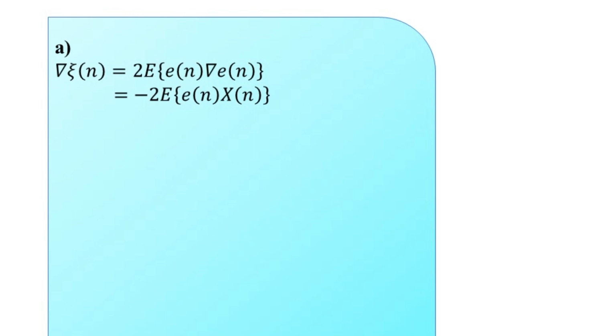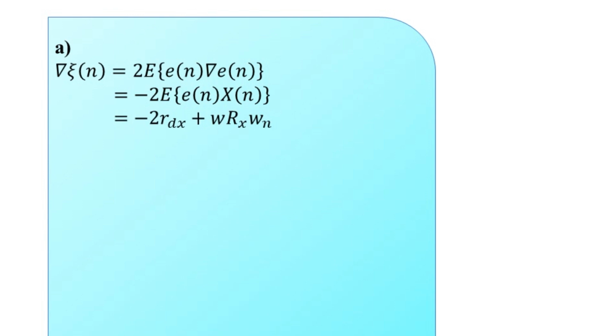So this can also be regarded in terms of the cross correlation between the desired signal and the input signal x of n, and then the weight vectors and the autocorrelation matrix. So this we can write as minus twice the cross correlation r suffix dx further added by 2 into rx into the weight vector w suffix n.